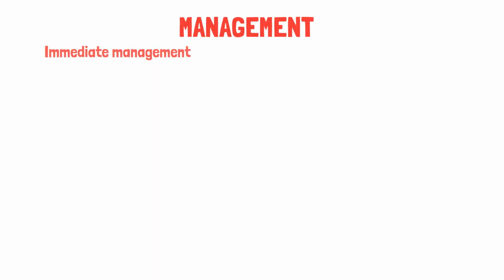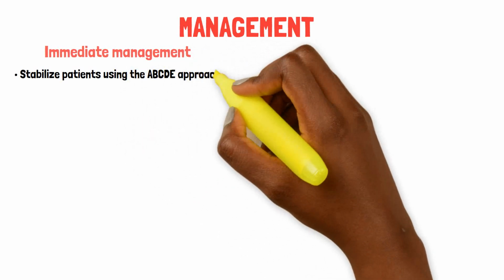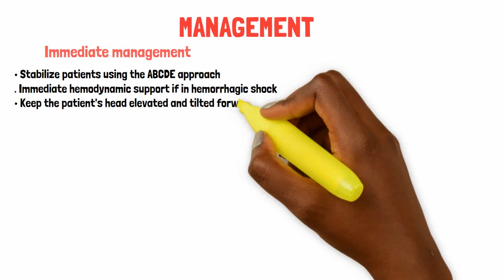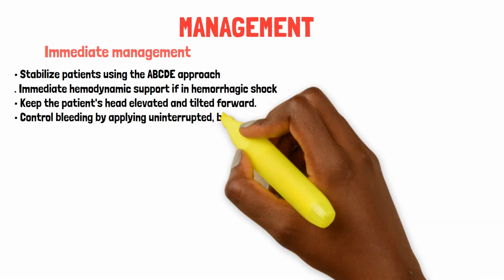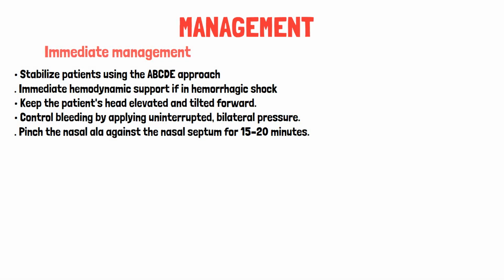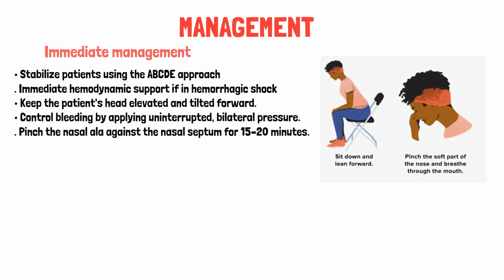Management of epistaxis. Immediate management. Stabilize the patient using the ABC approach. Immediate hemodynamic support if in hemorrhagic shock. Keep the patient's head elevated and tilted forward. Control bleeding by applying uninterrupted bilateral pressure. Pinch the nasal ala against the nasal septum for 15 to 20 minutes as demonstrated in the picture.